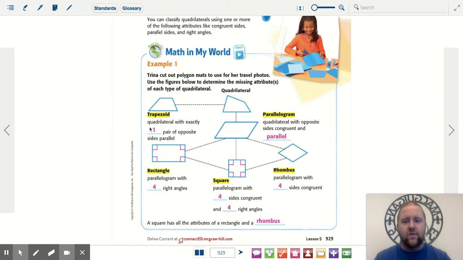So a trapezoid is a quadrilateral with exactly one pair of opposite sides parallel. Exactly one pair means only one pair. So if we look at this line here and this line here, those are parallel, as in if they were to keep going, both of these lines, they would never touch ever. So it is a trapezoid if there's only one pair of opposite sides being parallel, only one. Then when we talk about our quadrilaterals, we're talking about four-sided figures there.